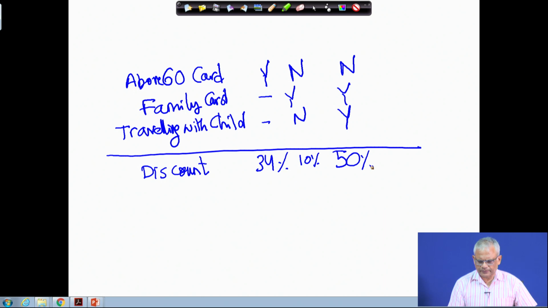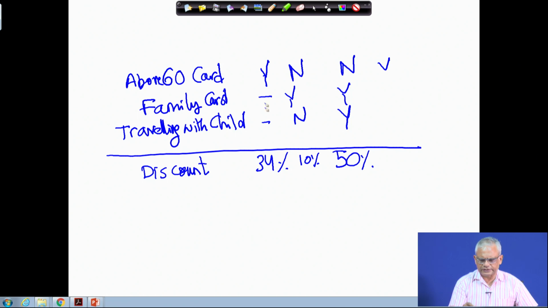And it says that you cannot hold two types of card at the same time. If you are traveling with a child above 60, we have already taken that into account here. So, only these 3 test cases.